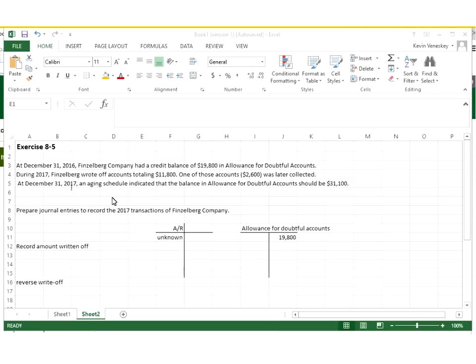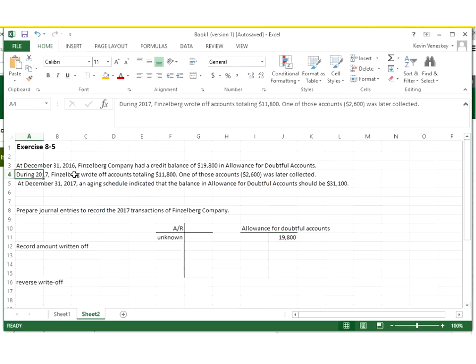So for the first one, we have a beginning. It tells us a beginning credit balance of $19,800 in our allowance for doubtful accounts. So I went ahead and put that in to start us off. Now it tells me during 2017, our company wrote off accounts totaling $11,800. Now, it doesn't tell us our beginning AR balance. So we obviously have some kind of a balance here. Maybe it's like $100,000.